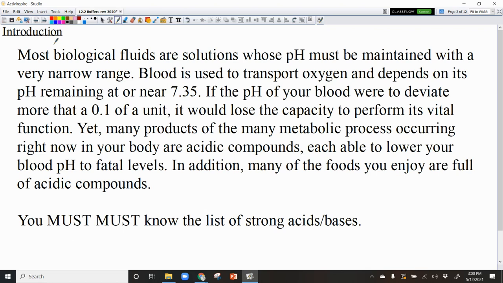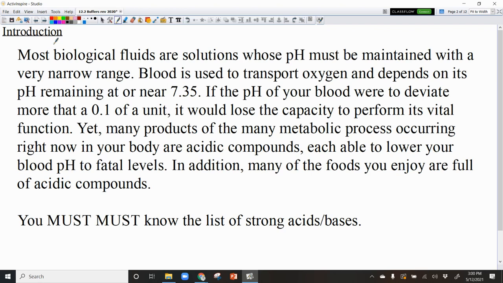For example, your blood that's used to transport your oxygen depends on a pH remaining at about 7.35. And if this pH of your blood were to deviate more than 0.1 of a unit, then it would lose its ability to perform its function carrying oxygen. So it would not be good.